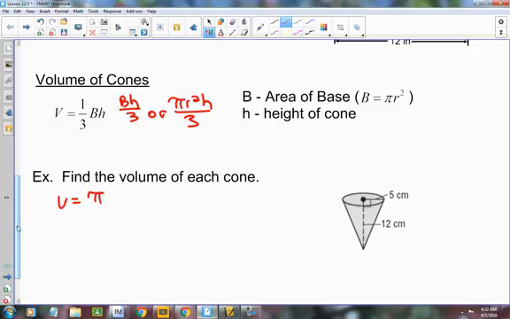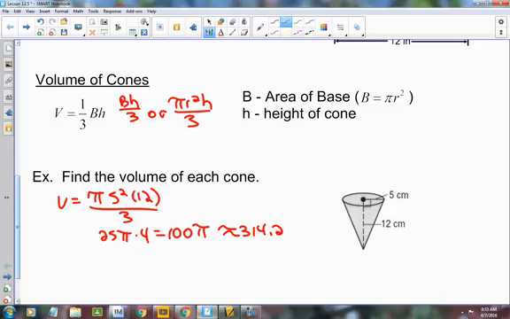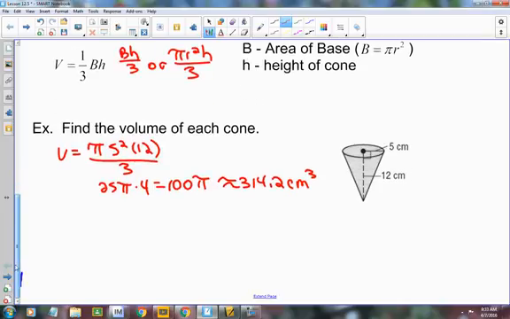Pi, my radius is 5 squared, times my height, which is 12, divided by 3. 5 squared is 25. 3 goes into 12 4 times, so that's basically 100 pi. And that's 314.2, correct? Centimeters cubed, because it's volume. Alright, any questions on that?